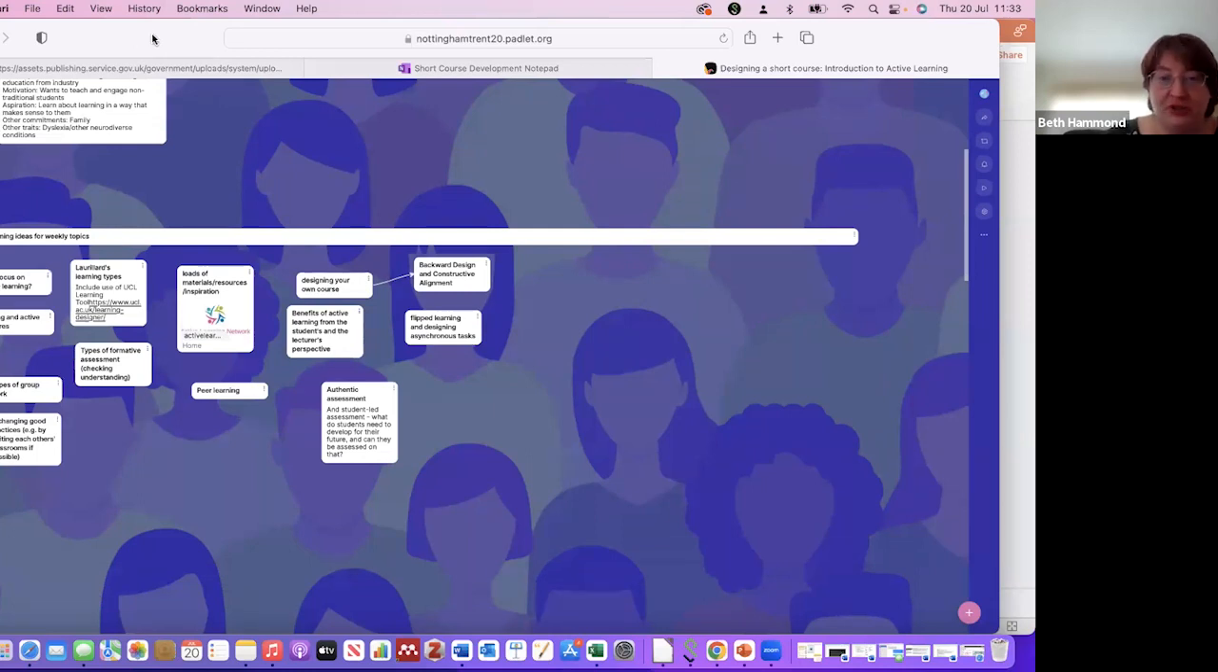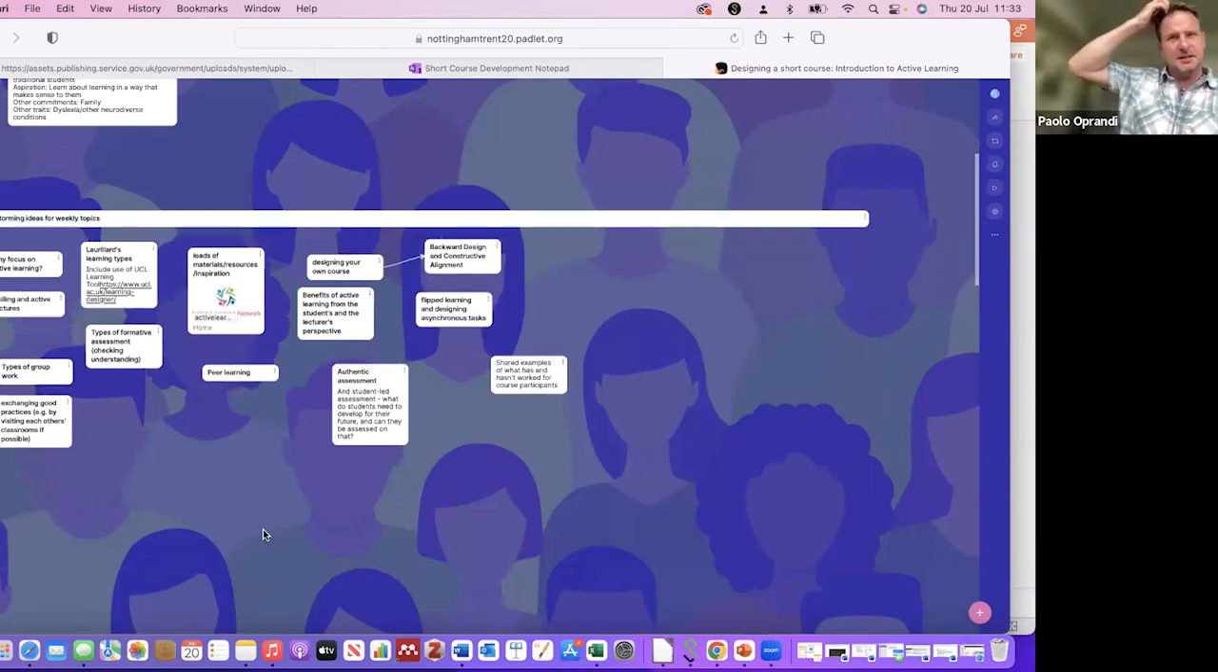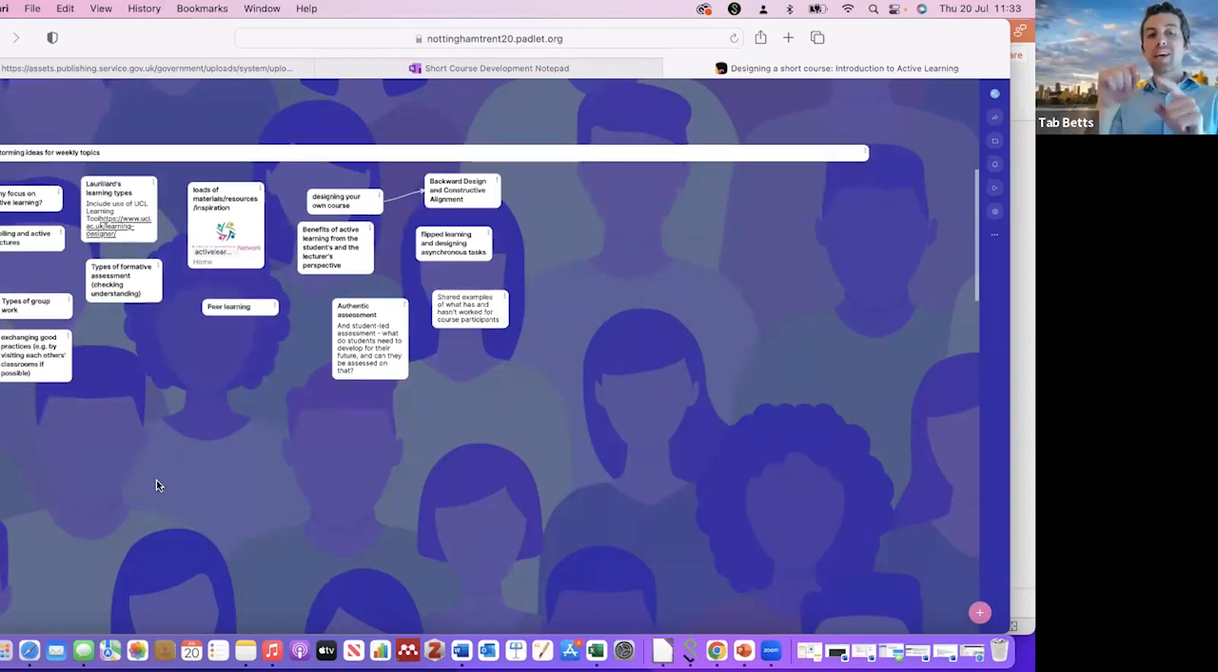On the screen, it will create a post and it will leave it in the place that you've just clicked on. That makes sense. It's because we're using the Canvas format. Yeah, it's a Canvas format. I've not seen this one. Well, not used it anyway. It allows you to move the posts about, and this will be important for the next activity. If you click on the three dots, you can also connect one to another one. So I just connected designing your own course to backward design and constructive alignment.